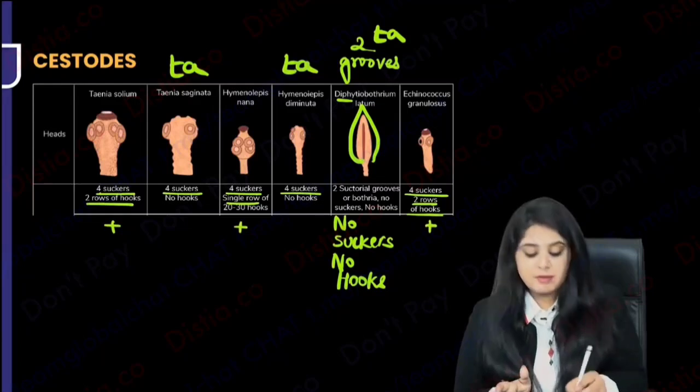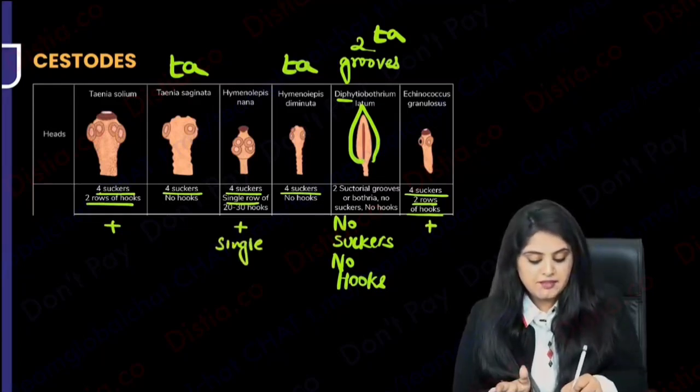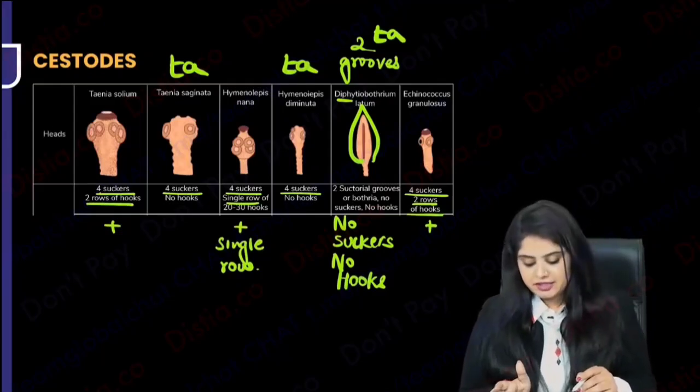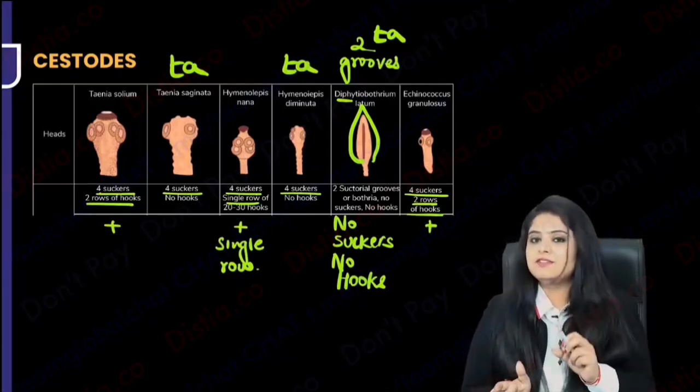And guys, which of them has only a single row of hooklets? That is going to be H nana, and that is what I want to tell you. Now I'm going to give you a life lesson. This H nana is very interesting. That life lesson will come in 5 minutes.